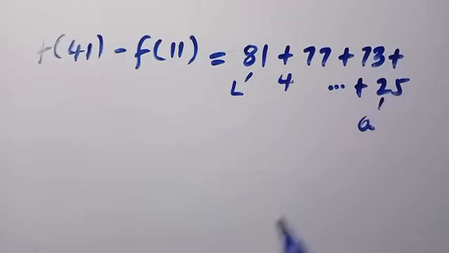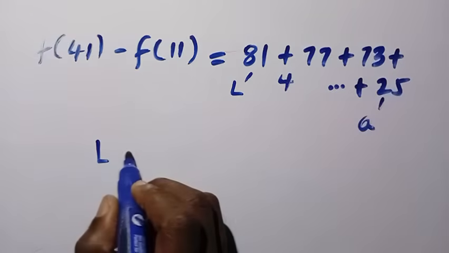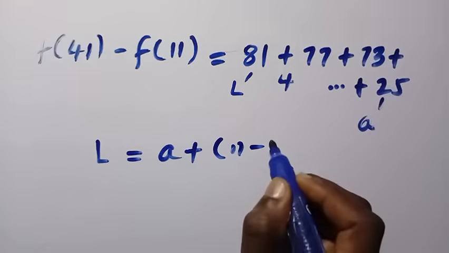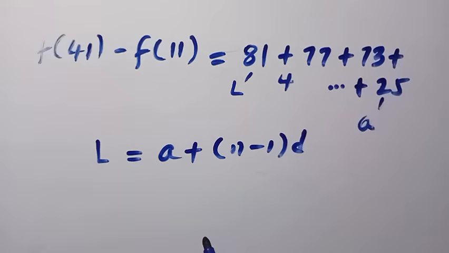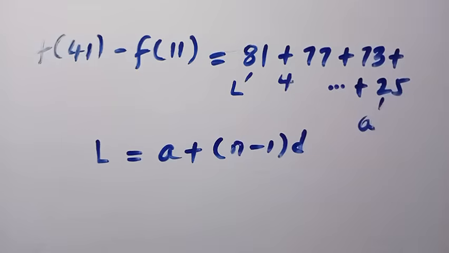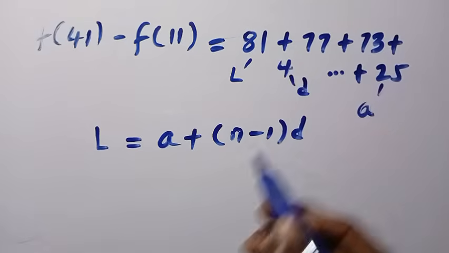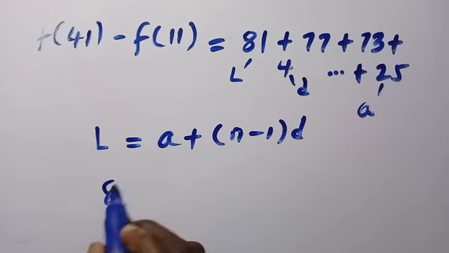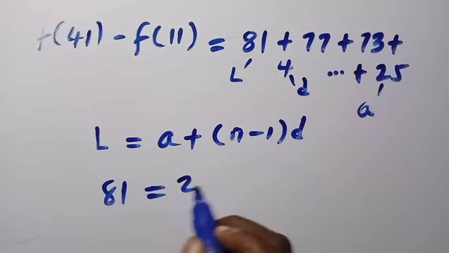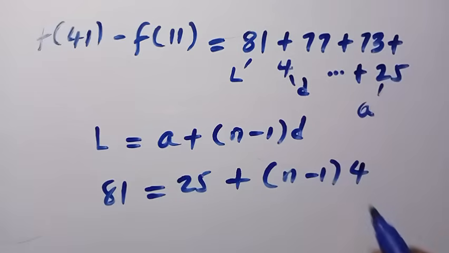Let's find the number of terms. To know the number of terms, we are going to apply this formula, which is L equals A plus (N minus 1) D. So last term, first term, number of terms, and the common difference. Since the common difference is 4 between them, and the last term, that is 81, equals the first term here, 25, plus (N minus 1) times 4.